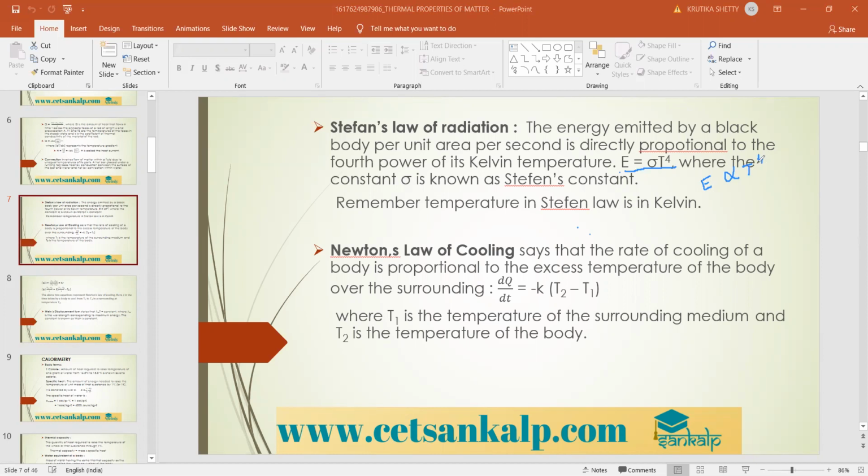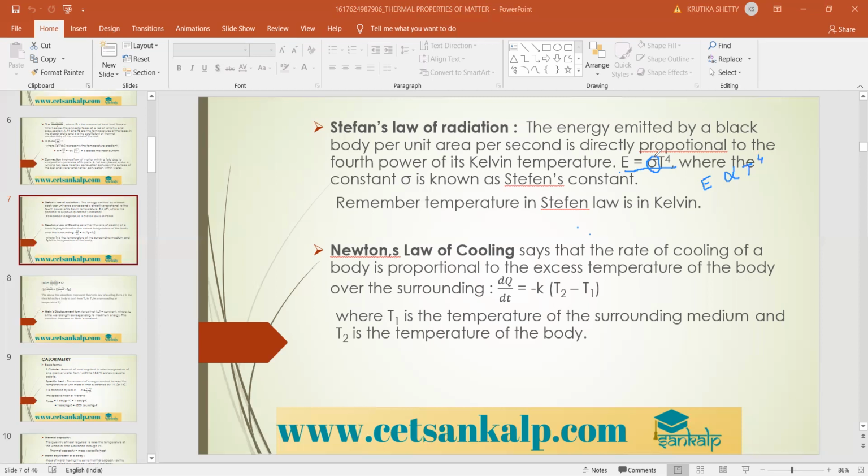We remove the proportionality sign and take some constant, and that constant is nothing but our sigma here, where sigma is called Stefan's constant. So this is nothing but Stefan's law. The energy emitted per unit area per second is directly proportional to the fourth power of the Kelvin temperature. Next, we are going to deal with Newton's law of cooling.